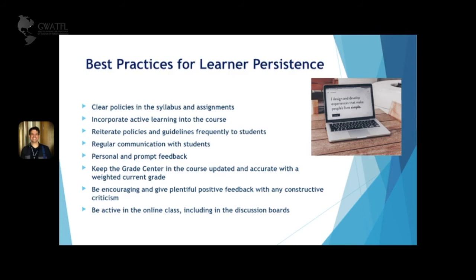Keep the grade center in your course updated and accurate with a weighted current grade so students always know where they stand in the class. Be encouraging and give plentiful positive feedback with any constructive criticism. And finally, be active in the online class, including in the discussion boards.